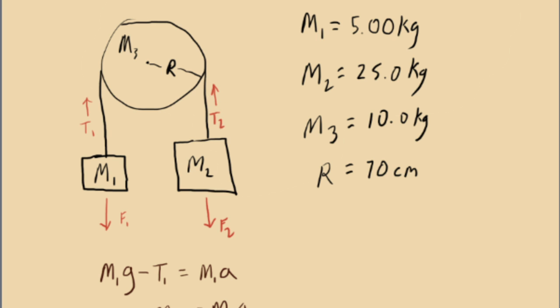Our tension we're going to call positive because it's in the counterclockwise direction, and we're calling our force 2, mass 2 times gravity, negative because it's trying to spin the pulley in a clockwise direction. And then that is equal to mass 2 times acceleration. Well, we only have 2 equations here, but we have 3 unknowns. We don't know acceleration, and we don't know tension 1 and tension 2.